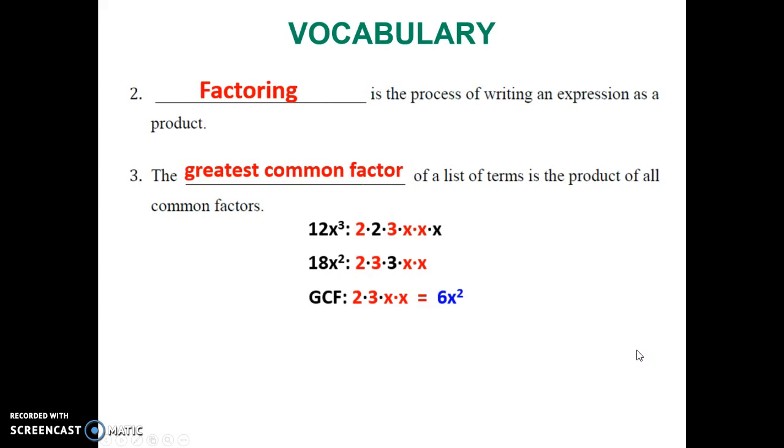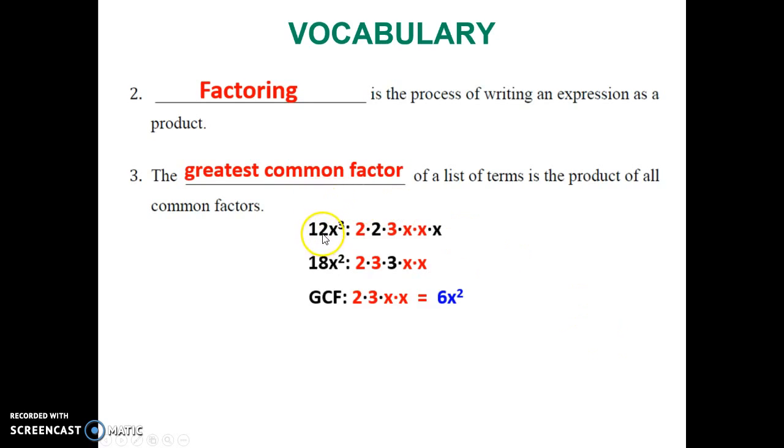Okay, on your vocabulary sheet number 2, factoring is the process of writing an expression as a product. Number 3, the greatest common factor of a list of terms is the product of all the common factors. I think at the end of this video, there's also some more vocabulary.